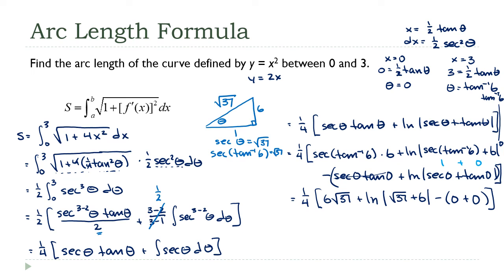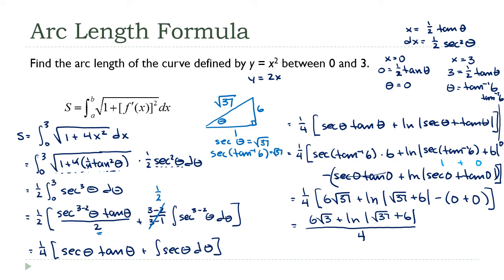So what's my final answer? Well, it's 6 square root of 37 plus the natural log, the absolute value of the square root of 37 plus 6, all over 4. And that's it. Not the prettiest of answers, right? But that's where we're going to end up.